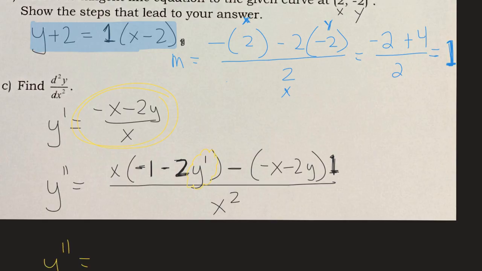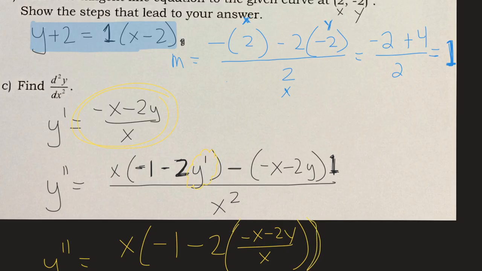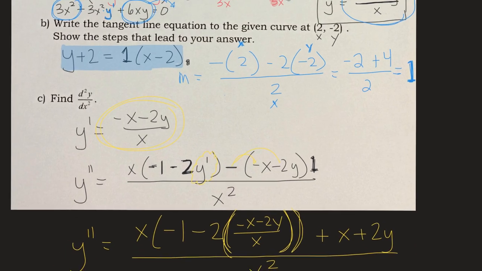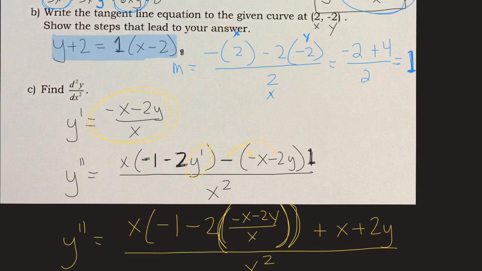Y double prime is x times minus 1 minus 2, and then we have our fraction, negative x minus 2y over x. Right, there's your y prime. Plus x plus 2y, so we'll just go ahead and change this to a plus. I don't like minuses. Plus x plus 2y all over x squared. Okay, and on an FRQ, y'all, that is good enough. On a multiple choice, yes, you have to go and simplify that all the way down.